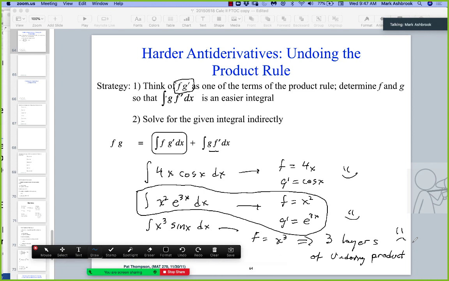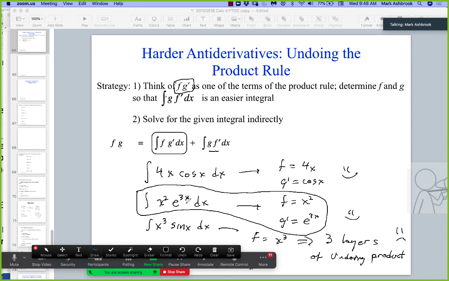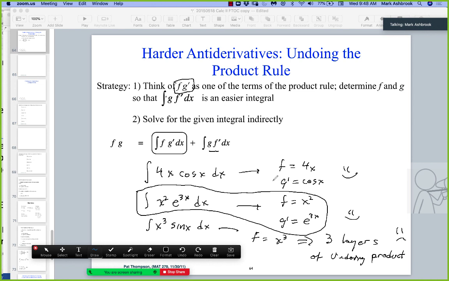Okay, so just kind of giving you the lay of the land here. Let's look at a different example then. Any questions on that discussion about when you have a monomial to a power times cosine or e to the something or some other function? We're going to let f be our monomial, and then that power on x is going to determine how many iterations of undoing the product rule we'll have to do to get to the final answer. Again, watch this example from last Monday and the supplemental video.